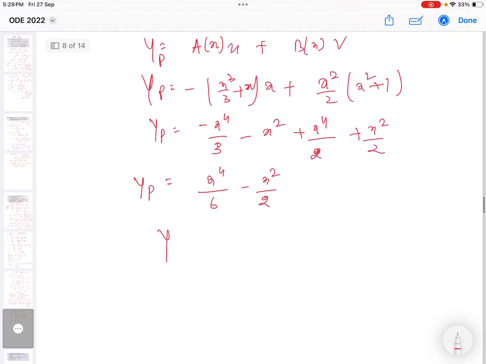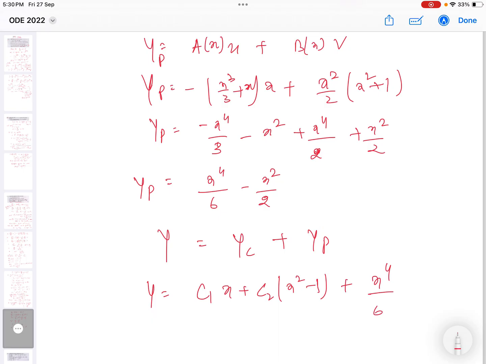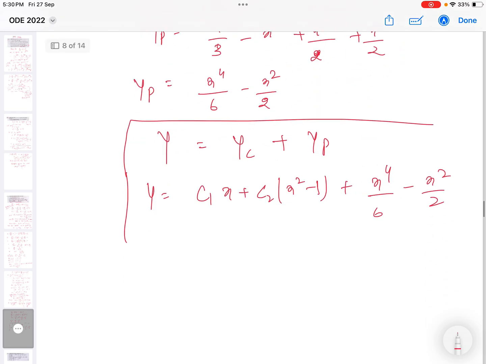So y complete is equal to yc complementary plus y particular. So yc is nothing but c1 x plus c2 times x squared minus 1. Y particular was this term, x to the power 4 by 6 minus x squared by 2. Yeah, I think we have done it correctly. So this is our final solution.